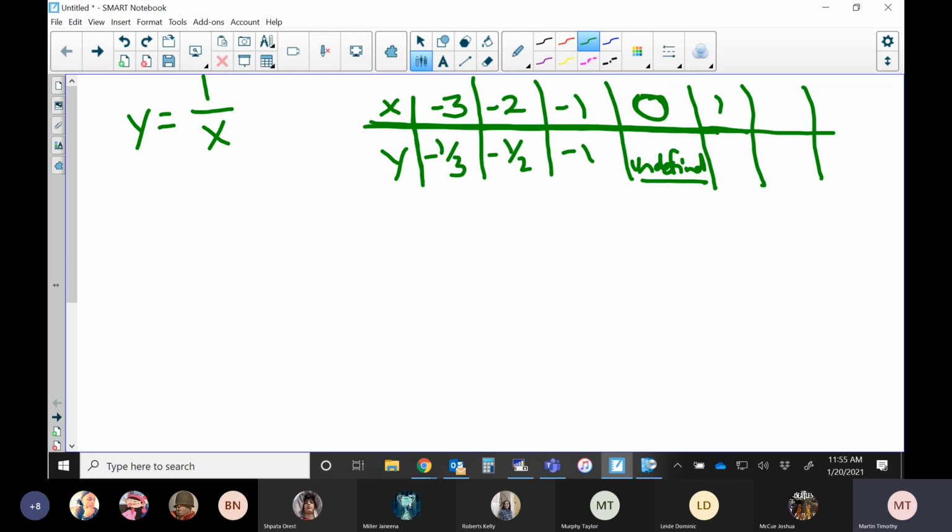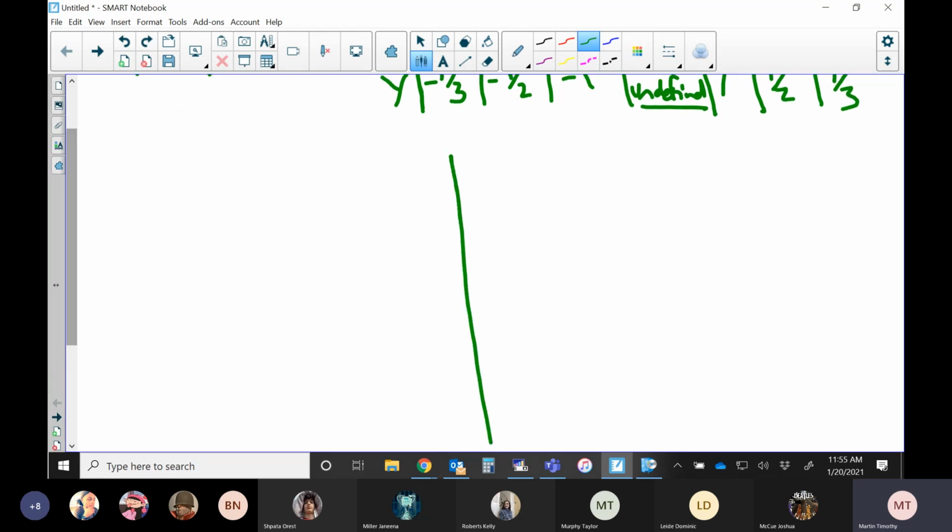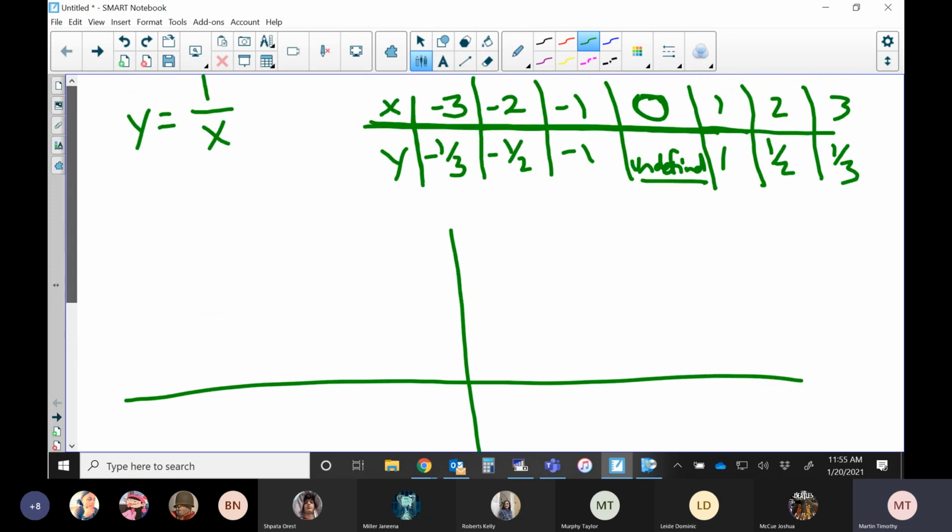We could continue on if we put a 1 in here. That would mean 1 over 1, which is 1. We could continue with 2: 1 over 2 would be a half, and then 3: 1 over 3 would be a third, and we're going to start this graph. We're going to get better today. We'll see what happens. I don't know how far we're going to get.